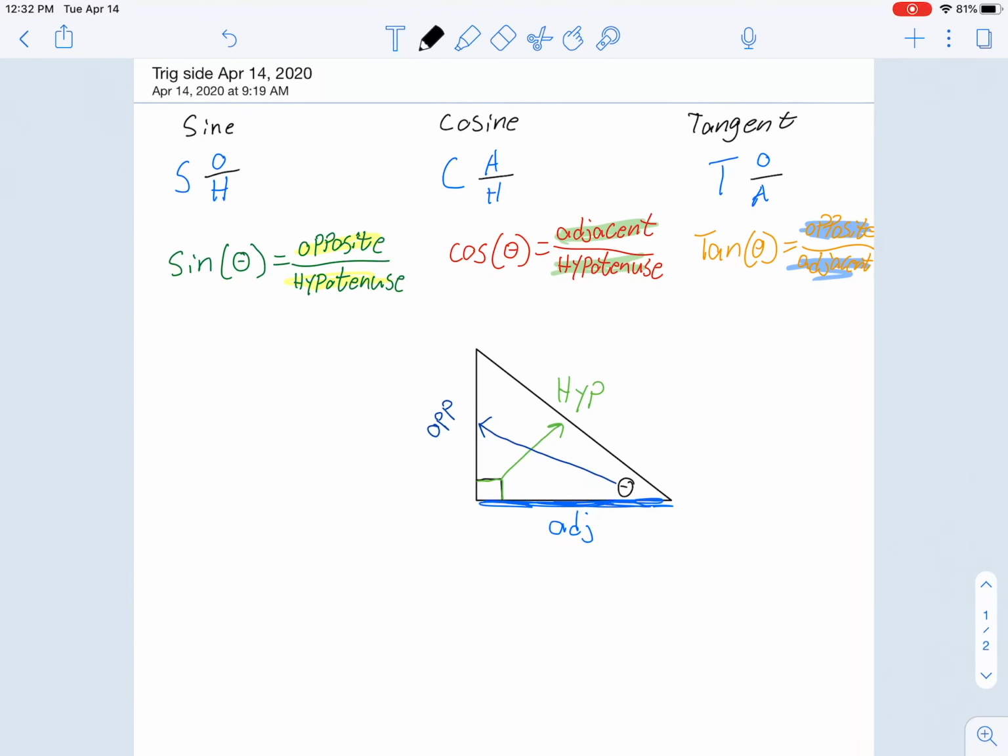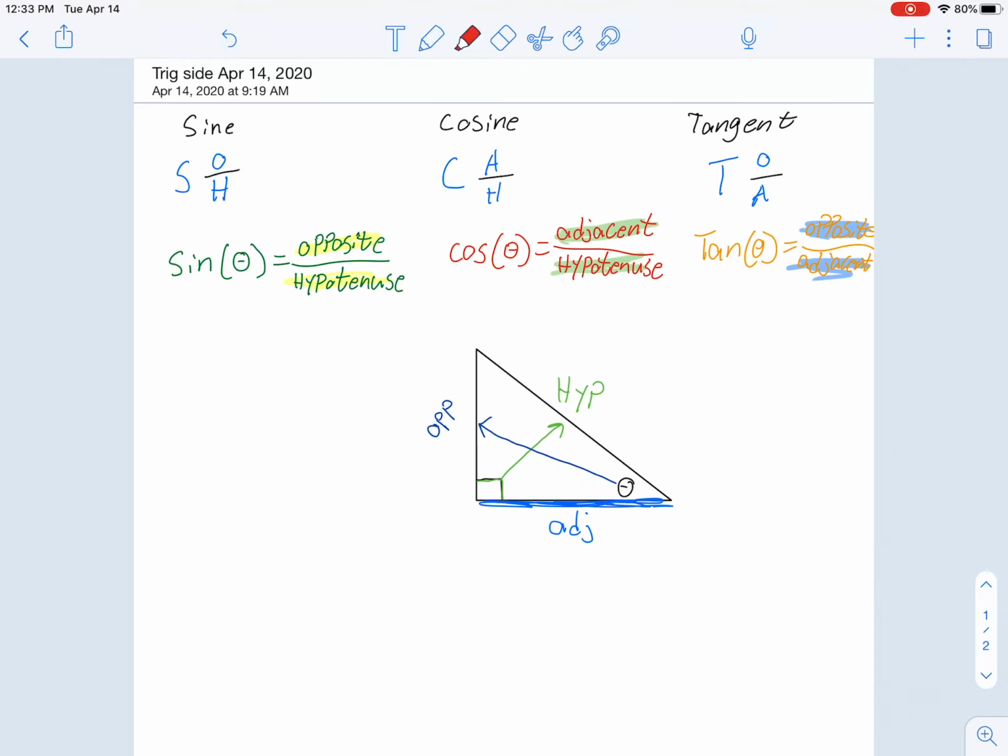Hey everyone, so today we are going to start solving for sides using trig ratios. The other day we learned how to set up the ratios: opposite over hypotenuse for sine, adjacent over hypotenuse for cosine, and opposite over adjacent for tangent. So I have all these set up here, and remember how we set up our triangle.